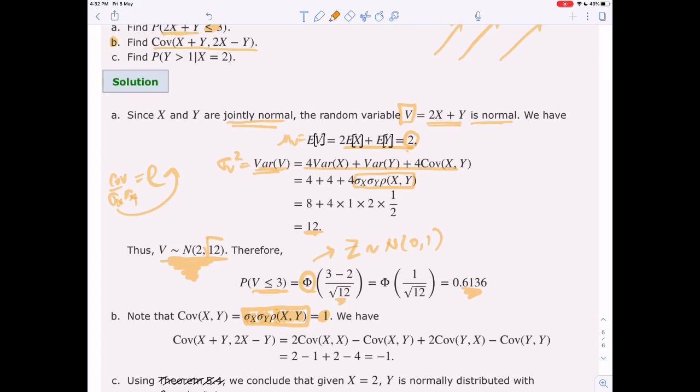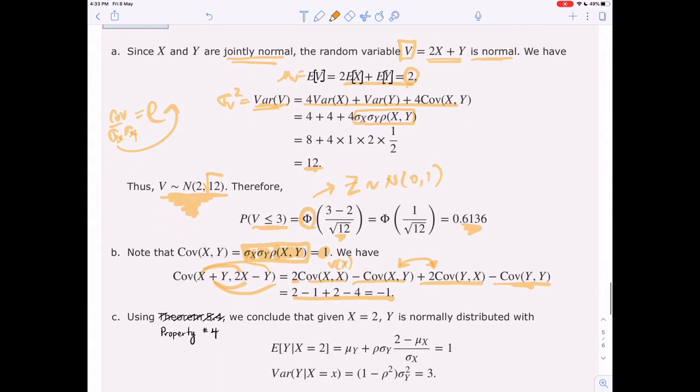And then this is also a property that we've seen before. Remember, it's like multiplying X and X, so 2 times the covariance of XX, which is the variance of X, minus the covariance of XY, plus 2 times the covariance of YX, which you will remember is the same thing as XY, and then minus the covariance of YY. Plugging in those values above, and you get minus 1.